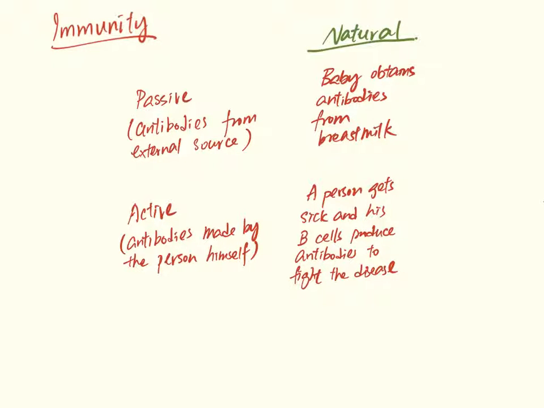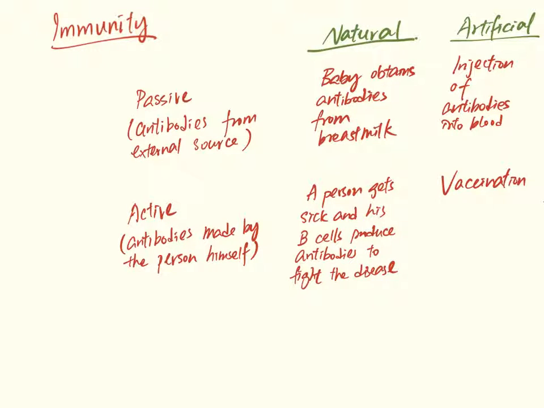These are two examples of natural immunity, because these things happen naturally. But passive immunity can be achieved in an artificial way. For example, we can inject antibodies into the blood of a patient. The antibodies come from an external source, but they still help the person fight the disease.